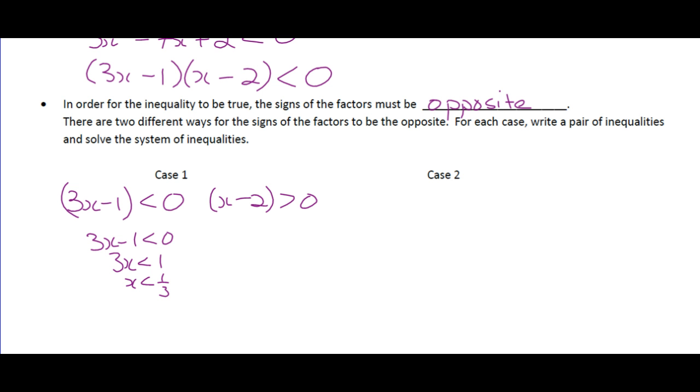Oh, but wait a sec. At the same time, we know that x minus 2 has to be greater than 0, which means that x has to be greater than 2. So I need a number which is less than 1/3 and also greater than 2. There isn't one. This is not possible.